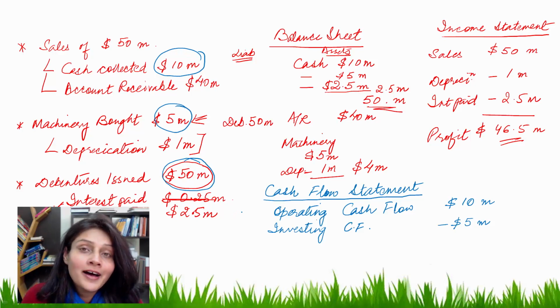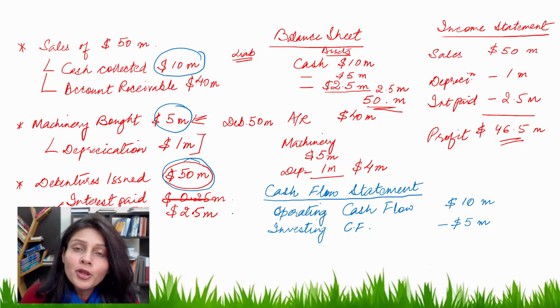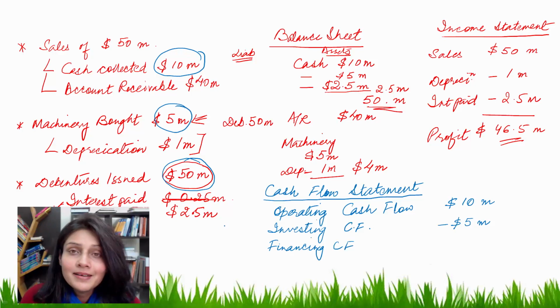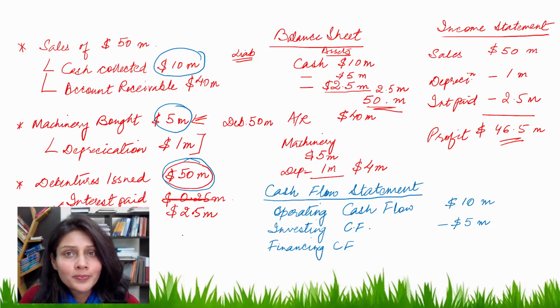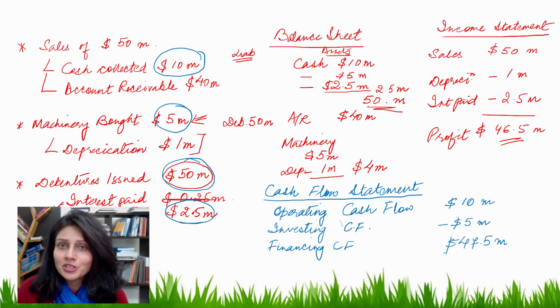And because this is a financing activity, and when I say financing, I mean we are trying to fund our company. It can be either through share capital or it can be through loans or borrowings. Because we are trying to finance our company, it will be called a financing cash flow. So there has been a financing cash inflow of $50 million. But at the same time, there has also been a small outflow of $2.5 million for payment of interest, and that will also go in the financing cash flow. So the net inflow on the financing cash flow would become $47.5 million.